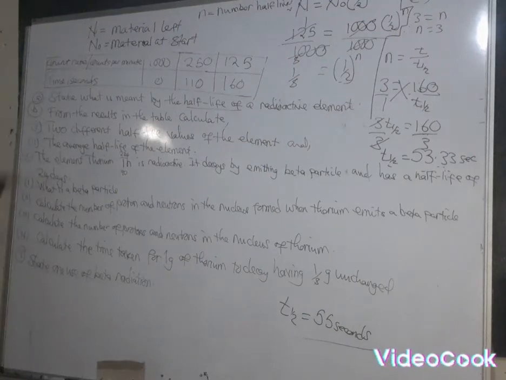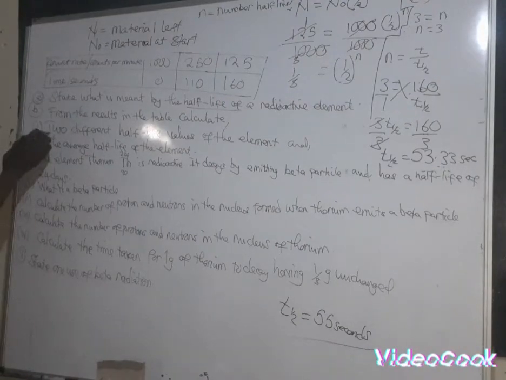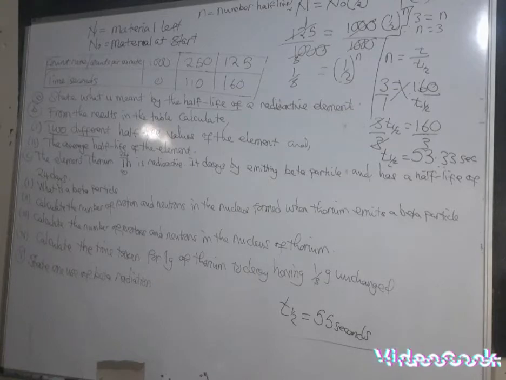Yes, we are calculating 2. The question is 2 different half-lives. So the 2 answers are for the same question. We wanted the 2 different half-lives. Okay, we move on.